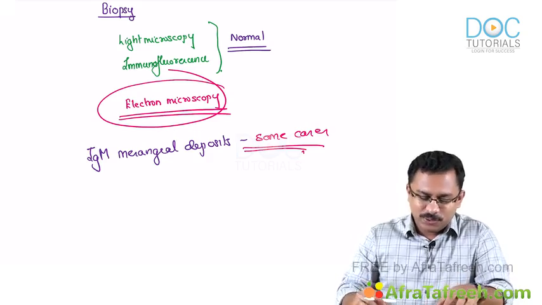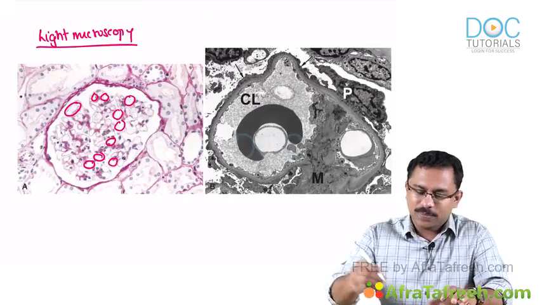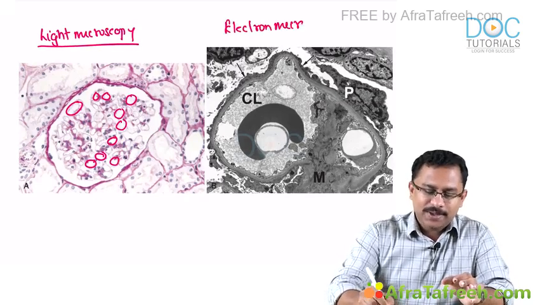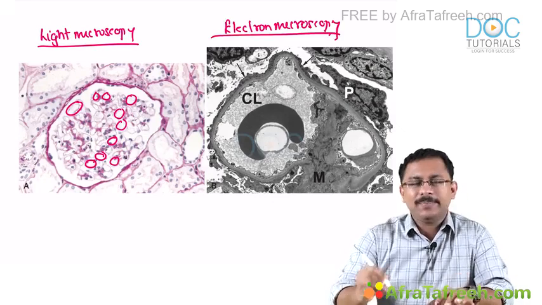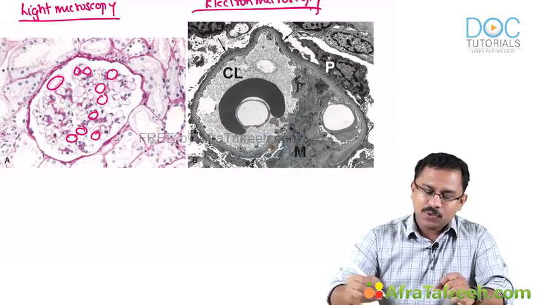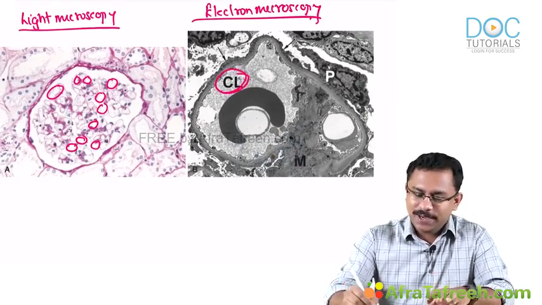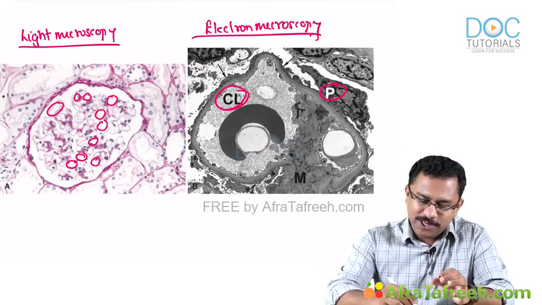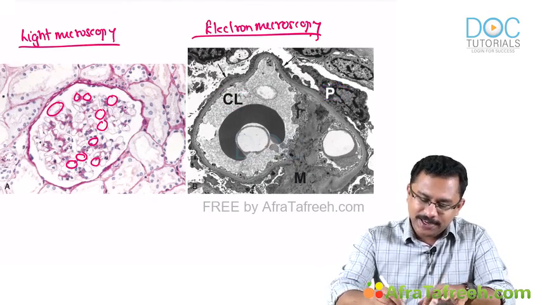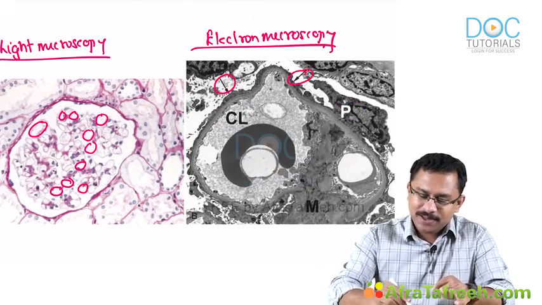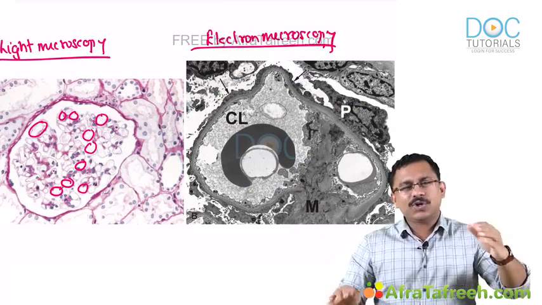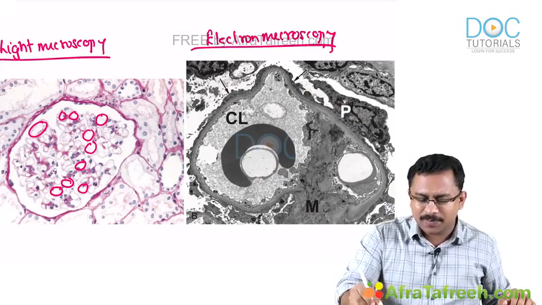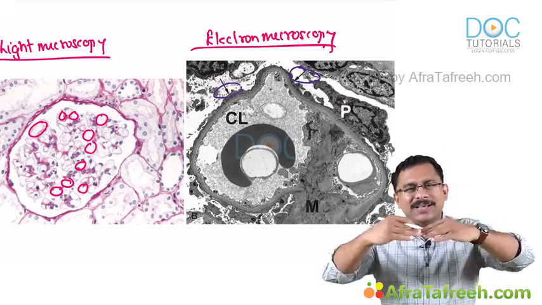All right. So this is the light microscopy, and subsequently you can see the electron microscopy, because I told you light microscopy is generally normal. So CL is your capillary lumen, P is your podocyte. If you closely observe the arrows here, just look at these arrows pointing. What you can see is that in the podocytes there is actually fusion of the foot processes. So it all appears as a single layer, the podocytes appear like a single layer.